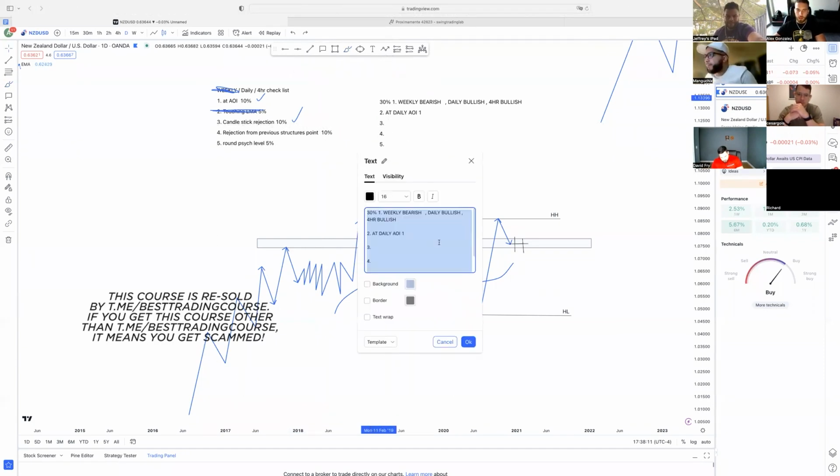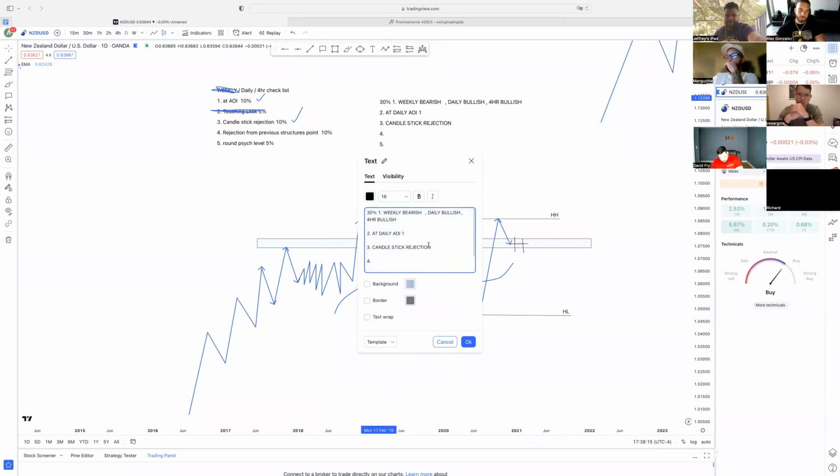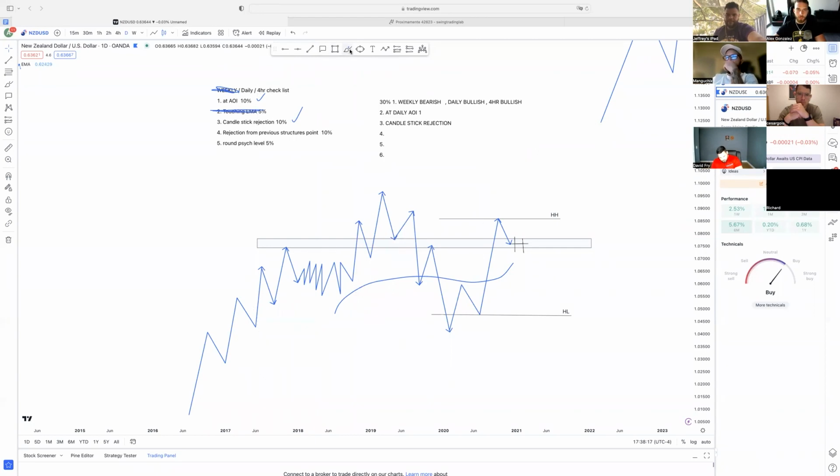So this is where we come here, we add candlestick rejection because it's there. Are we at a previous structure point? No, we are not at a previous structure point. And do we have a round psychological level? So I want you guys to pay attention because this is the hardest thing to identify, right? I'm totally kidding. It's actually the easiest thing to do.